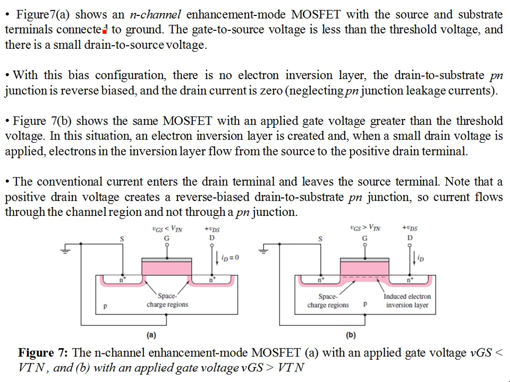Basically, this is a repetition of figure 7. It shows an n-channel enhancement mode MOSFET with source and substrate terminals. Your source and substrate body are connected to the ground over here. So the gate voltage is less than threshold, and there is a small drain to source voltage. Well, this is actually the leakage. If there is any current, there could be a leakage current due to the minority carriers, but it's not significant.